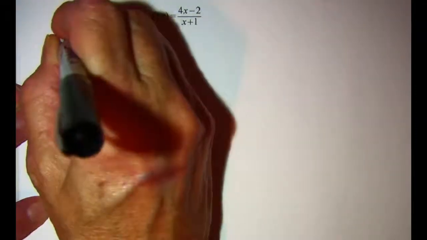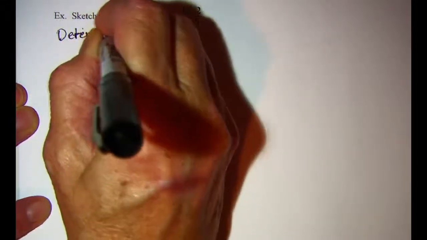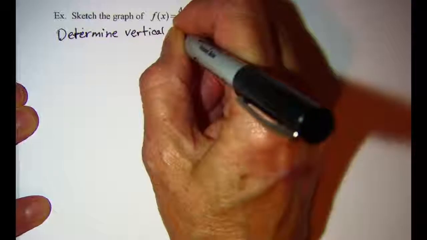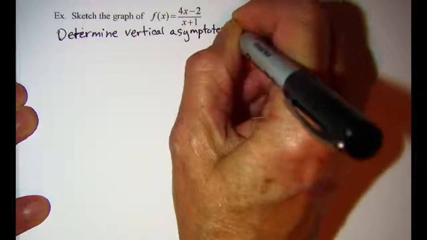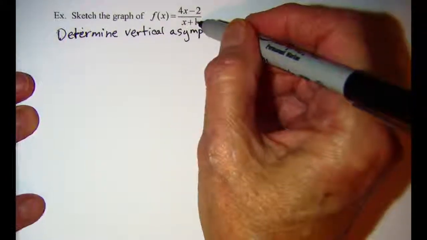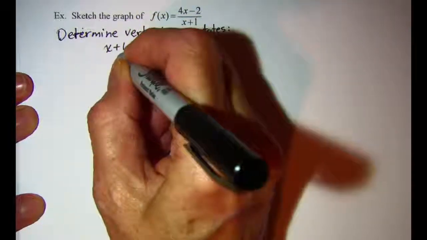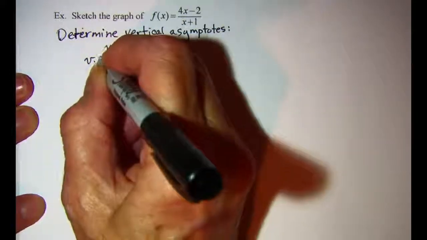In this video, we'll be graphing a rational function. Our first step is to determine the vertical asymptotes. And we do that by letting the denominator equal 0. Subtract 1 from both sides, so x equals -1 is our vertical asymptote.